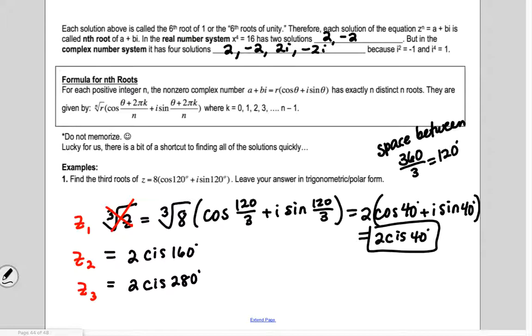Could I find those as decimals and so on? Yes, I could. I could find those as decimal answers. Are those unit circle values, though? Like 160, 280? Not really. Like, I'm not going to find those as root answers. All right, Brooke, you with me?